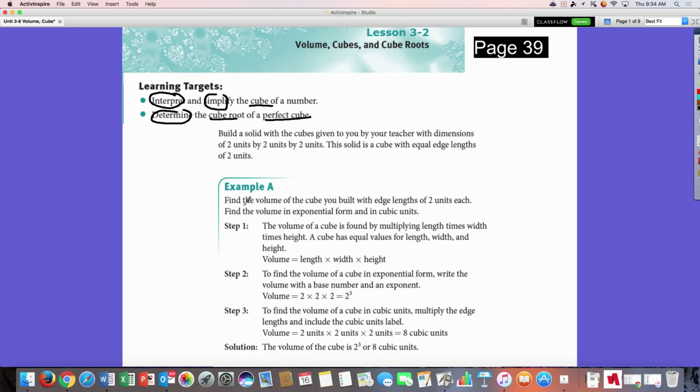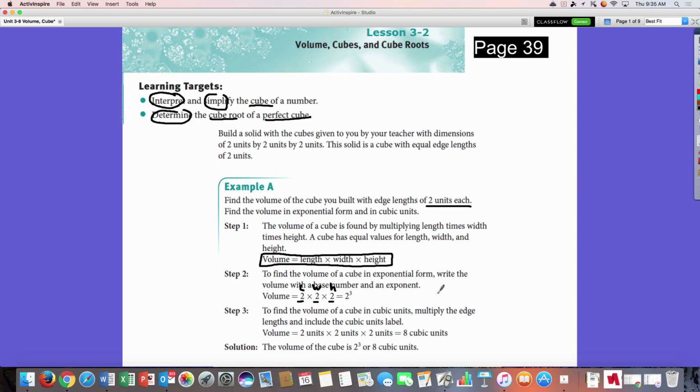It says, find the volume of a cube you built with edge lengths of 2 units each. Find the volume in exponential form and in cubic units. Well, we know from all of our Math Genius workings that volume is length times width times height. And if it's a cube, that means all the sides are equal. Can't fool you. So to find the volume in exponential form, we have 2 times 2 times 2, length times width times height. And you've been doing that for many, many years.